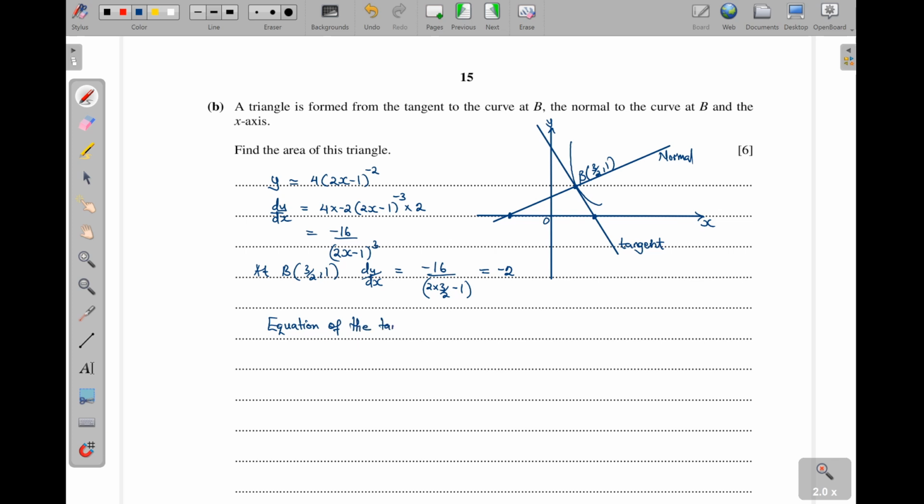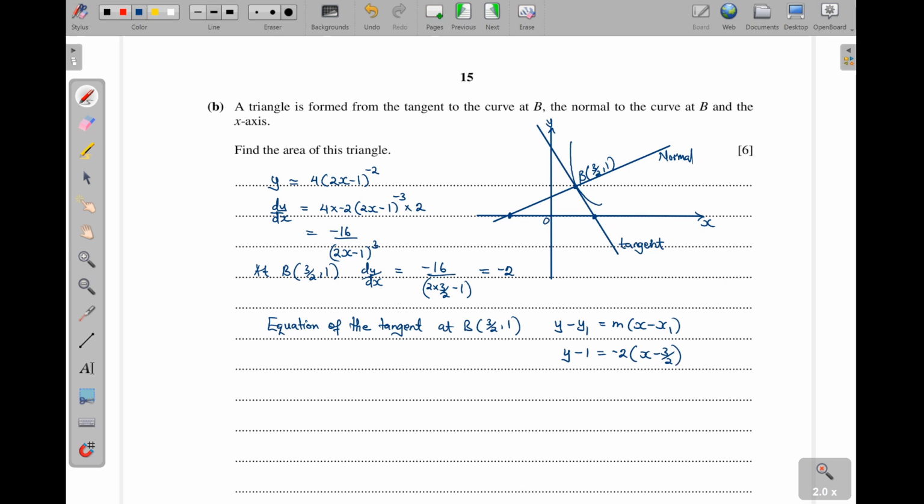Equation of the tangent at B. Okay, 3 over 2, then 1. Remember, it is y minus y1, which is equal to m into x minus x1. Now, this will be y minus, what is y1? y1 is 1, then m is negative 2. Remember, the gradient at the point of intersection of the curve is the same as that of the tangent. Then x minus 3 over 2.